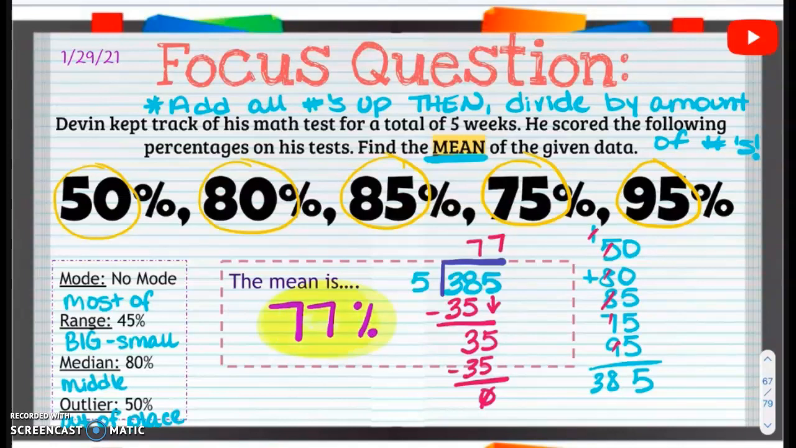Woohoo! That's it. That is going to be it for our focus question. I know that was a little bit tricky. It was a little bit more on the new side. We didn't get much practice with it, but don't worry. All we did was we added all of the numbers up, and then we divided by the total amount there were. And that's going to be it for our focus question. Great job.